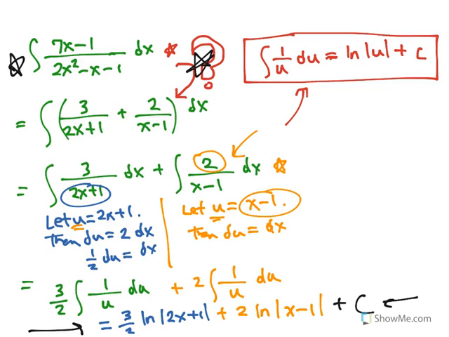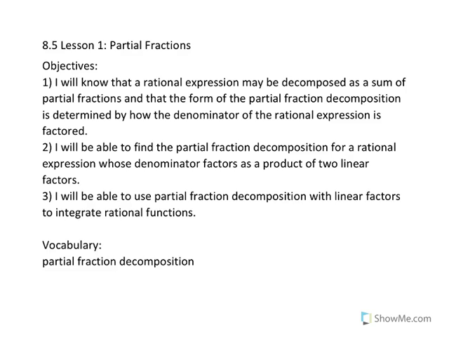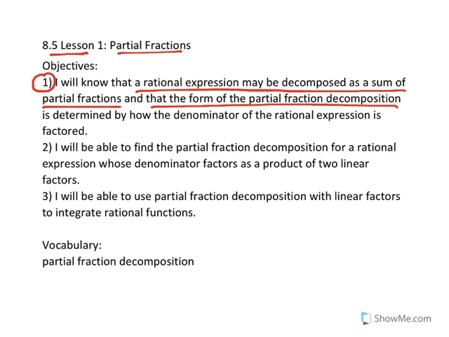So how do we do partial fraction decomposition? Let's discuss that, and then we'll take a look at a couple of additional examples. So you can see that for 8.5 lesson 1, partial fractions, our objectives are: 1, you will know that a rational expression may be decomposed as a sum of partial fractions, as we've just seen, and that the form of the partial fraction decomposition is determined by how the denominator of the rational expression is factored. And there are different forms of the partial fraction decomposition that you may have.